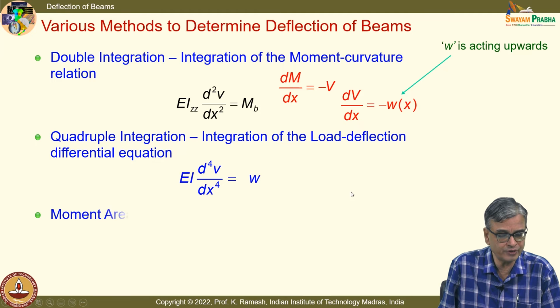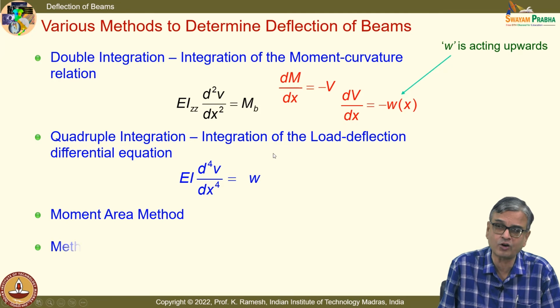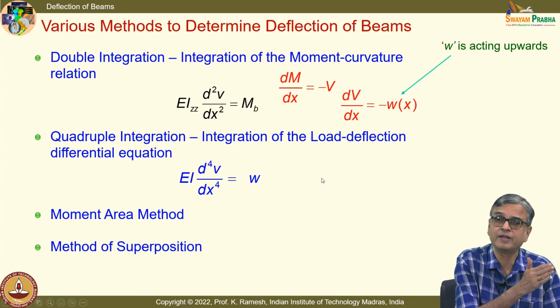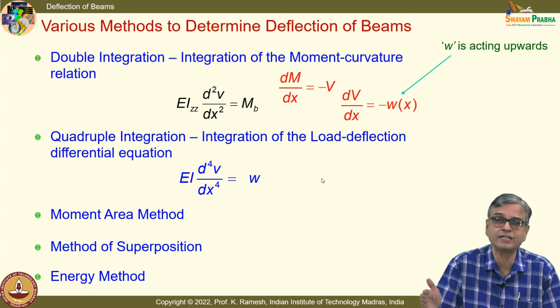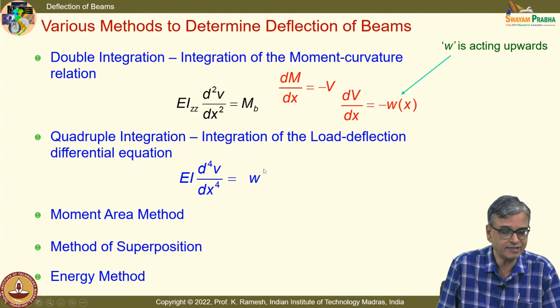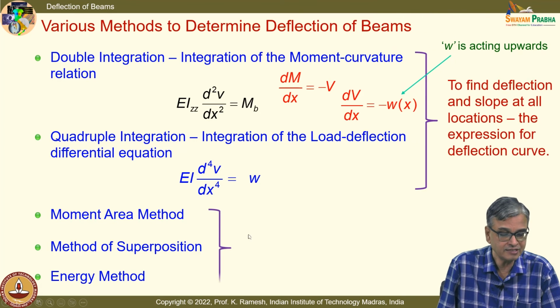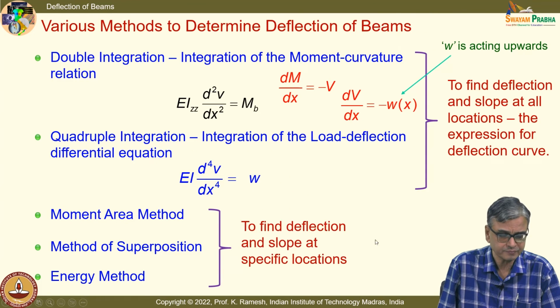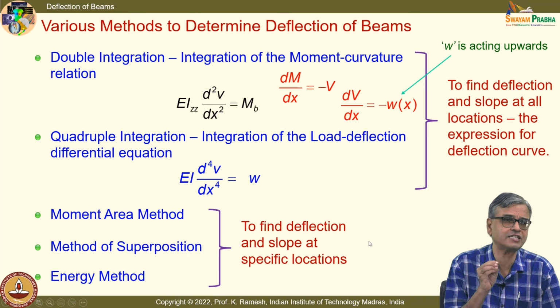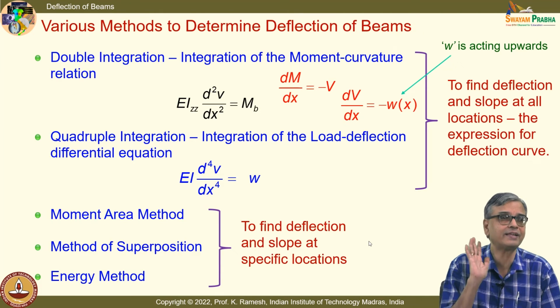And when you do this double integration or quadruple integration, you get the variation of slope and deflection along the length of the beam conveniently, no problem. And we have also looked at that this is useful even for statically indeterminate problems. Then we also looked at moment area method, method of superposition and energy method. These are applicable at specific locations. If you want to find out the deflection or slope, you are in a position to do it quickly.